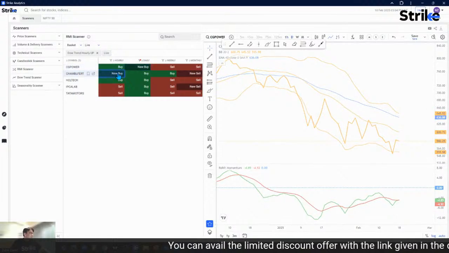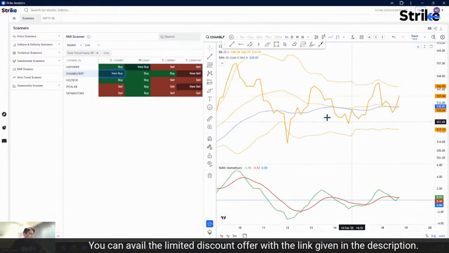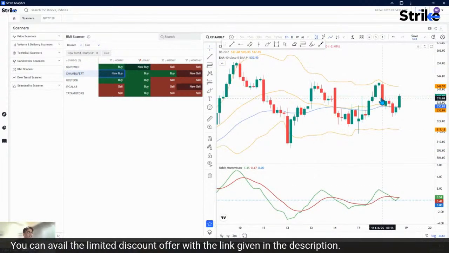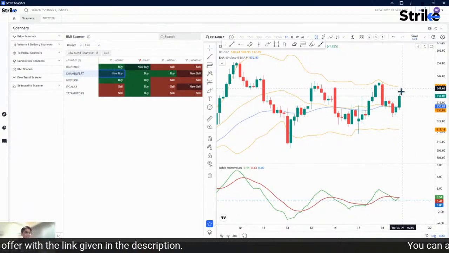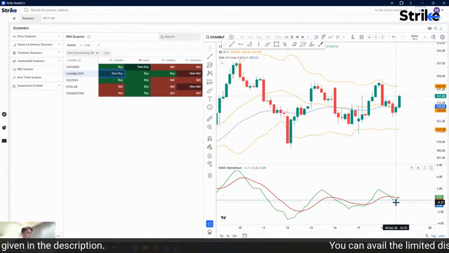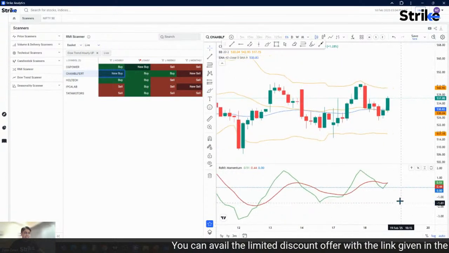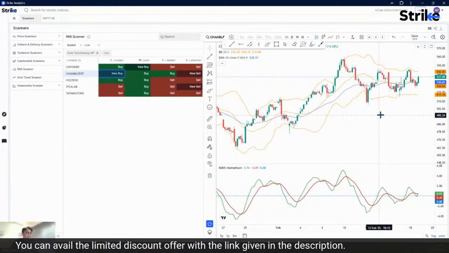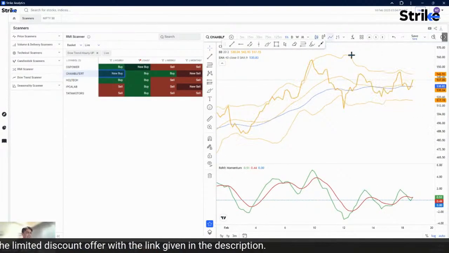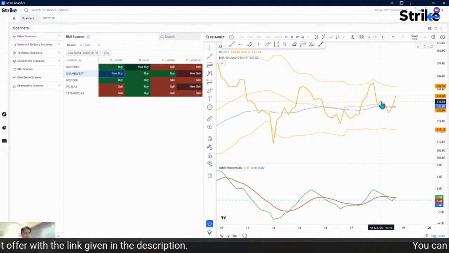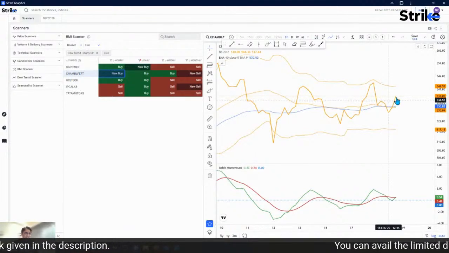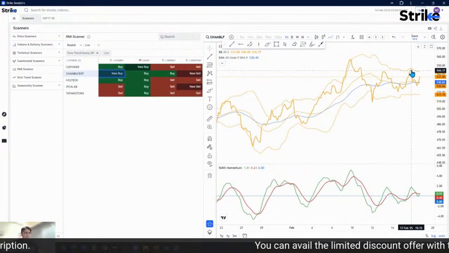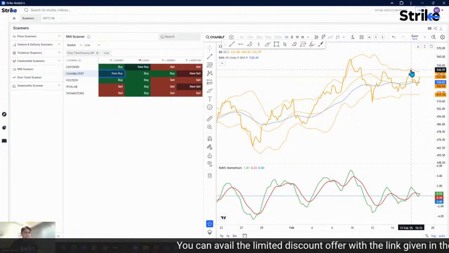Similarly, you can look at Chambal. All right, in Chambal, what is the scene? The RMI has gone below the zero line and has given a new buy signal. The prices are above the averages over here. And when we look at the trend, again, there is this minor trend which has just been breached, but a major top over here is this particular point.